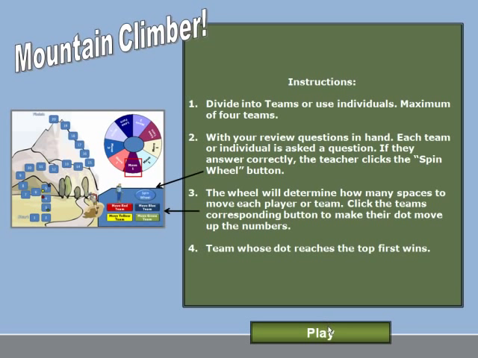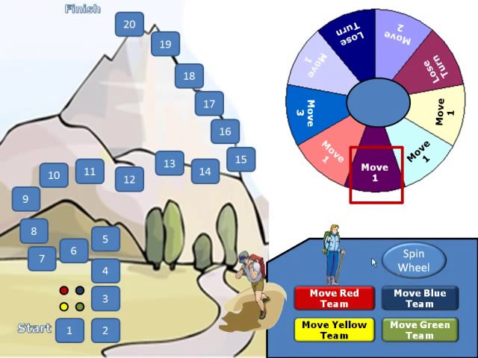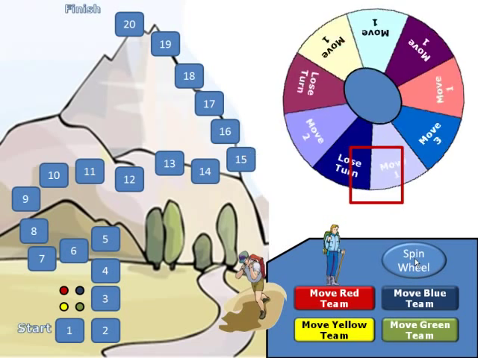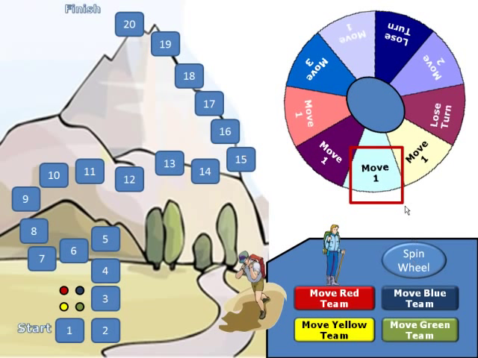Let's see an example of how the game is played. In this example, the teacher or instructor takes their questions, the review questions, their vocabulary sheet, whatever it is, in their hand, and goes to the first team, which in our case will be Team Red, and asks them a question. The red team gets the question correct, so they are now going to click on Spin the Wheel, or the instructor can click Spin the Wheel, and we see that the red team moves ahead 1 space.